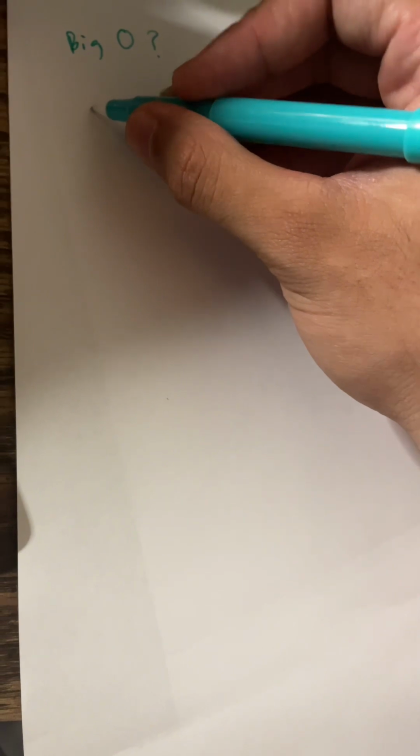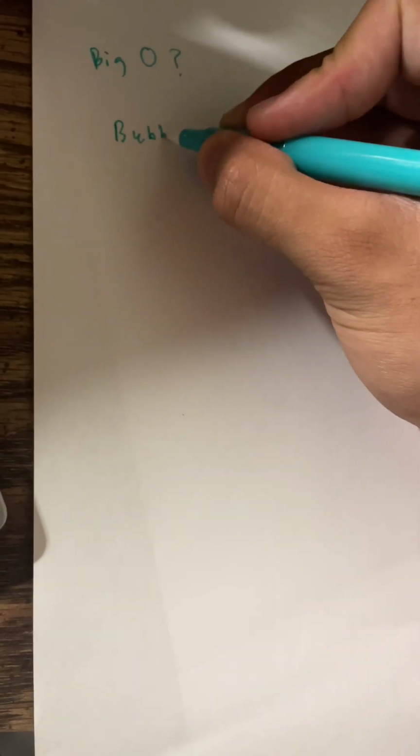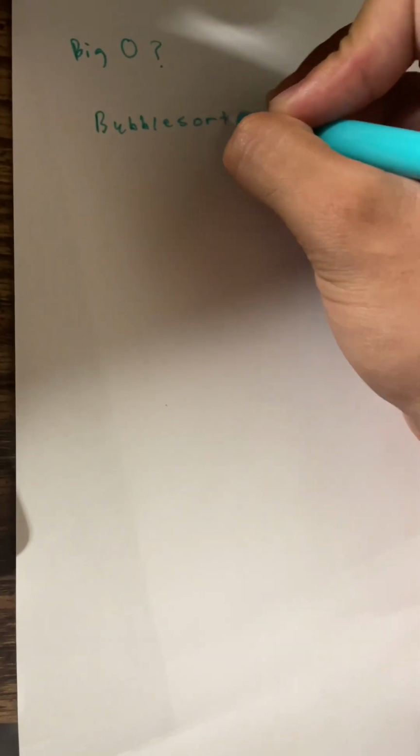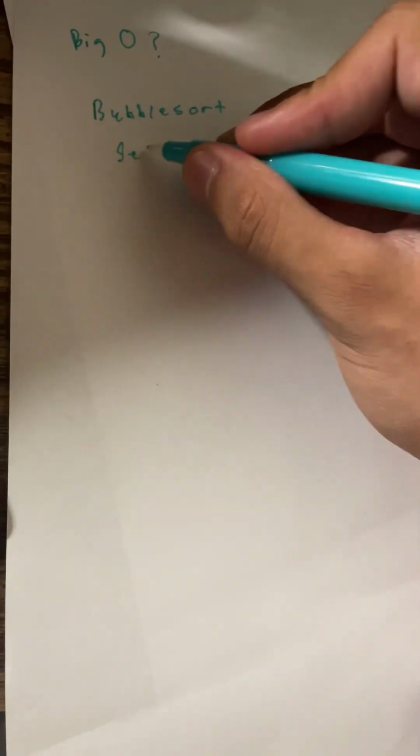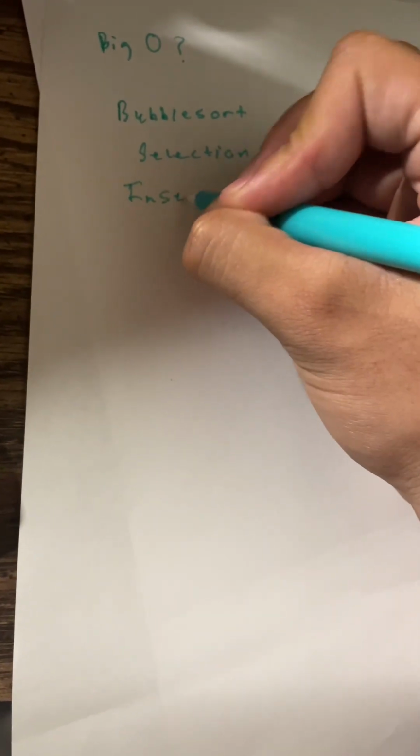Okay, so what is big O notation? Big O notation basically helps us pick the best algorithm or function, or whatever you want to call it, to perform a certain situation. For example, in sorting algorithms, we have a bubble sort, a selection sort, and an insertion sort.